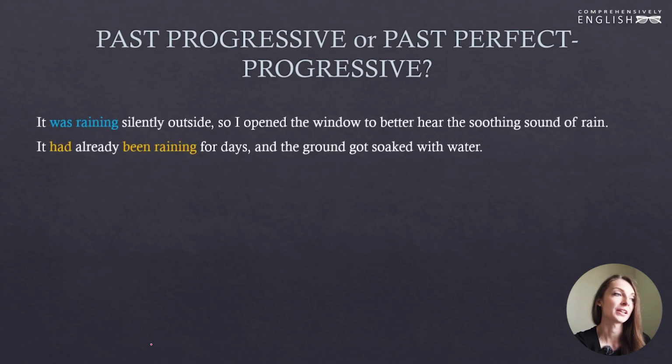It was raining silently outside, so I opened the window to better hear the soothing sound of rain. It had already been raining for days, and the ground got soaked with water. Here we have a process that was going on at a particular moment in the past, when I opened the window, a single action in the past and the process in the past. Here we have a process that preceded another action in the past. It had already been raining for days before the ground got soaked with water.